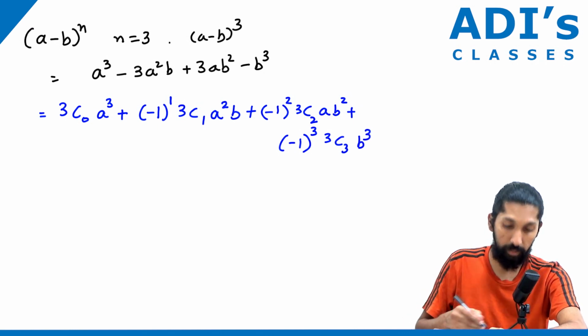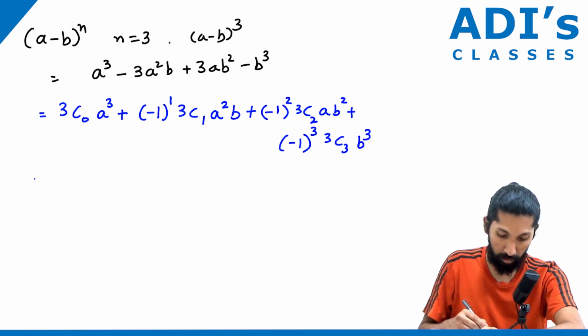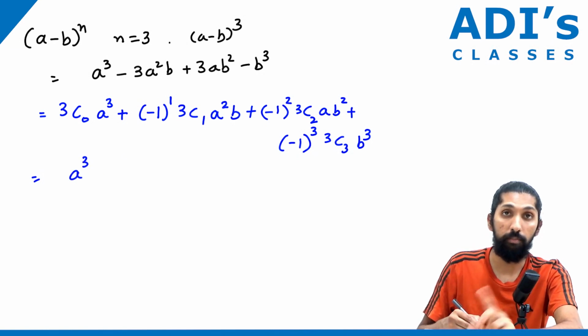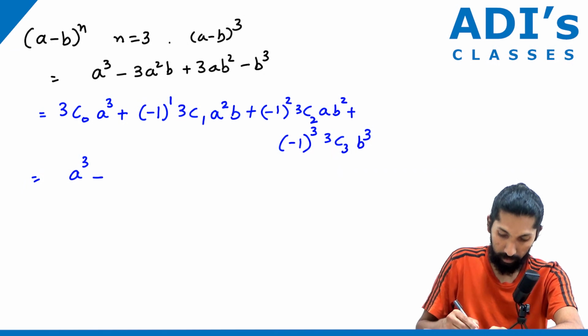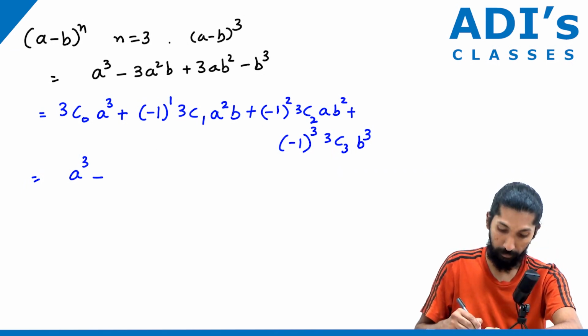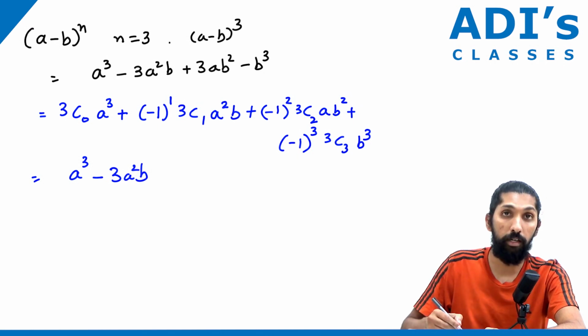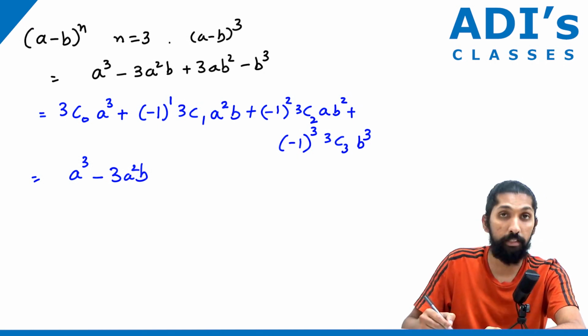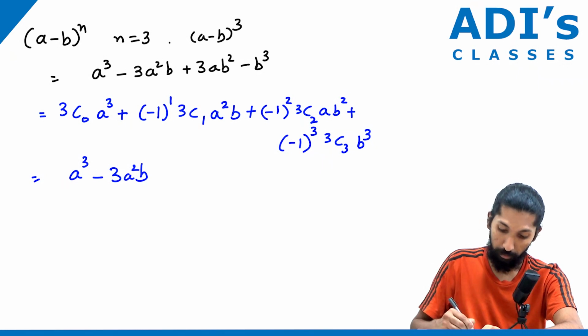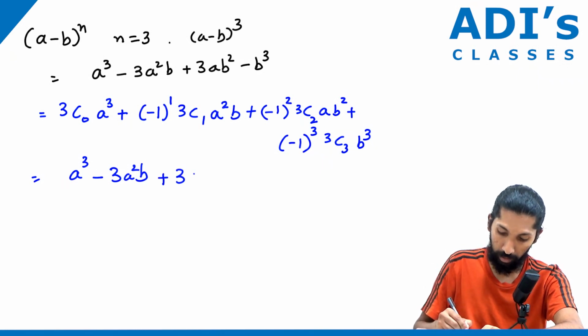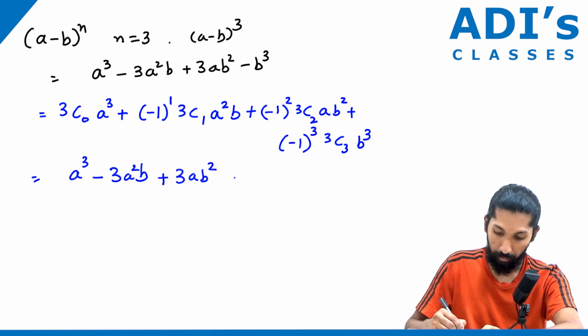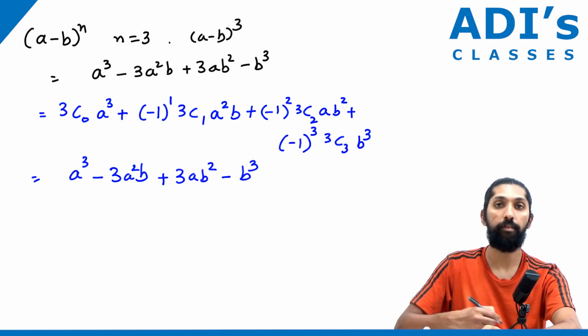See, 3c0 is 1. So 1 into a cube is a cube. What is minus 1 power 1? Minus 1. So minus 3c1 is 3, 3a square b. Minus 1 square is 1, 3c2 is 3, plus 3ab square. Again minus b cube. See, this is what we have.